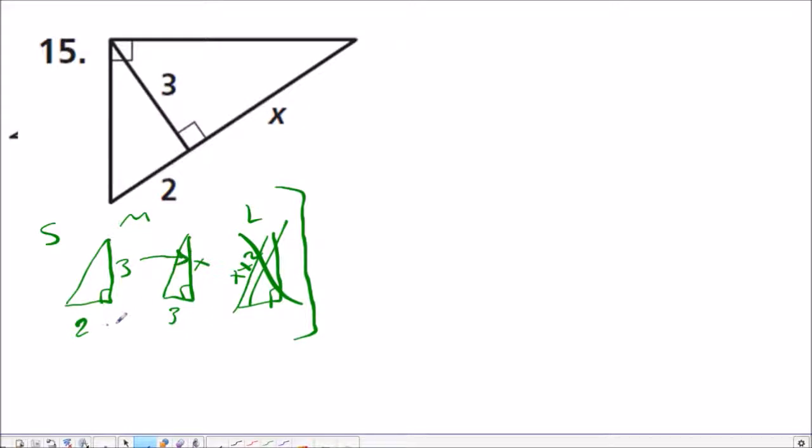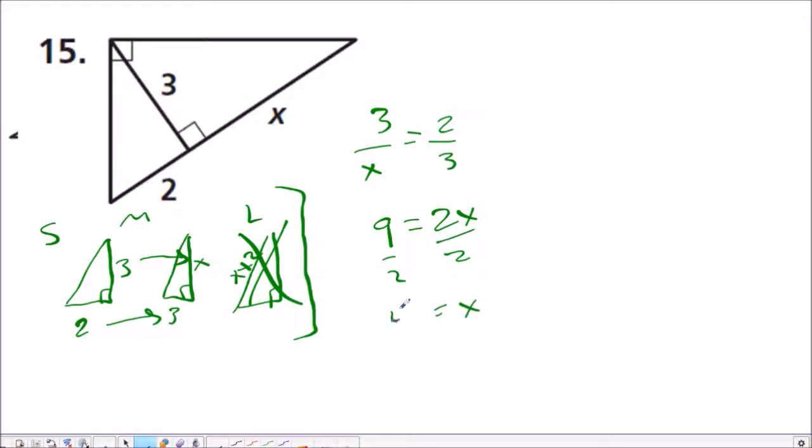3 goes with X, and 2 goes with 3. So 3 over X equals 2 over 3. And that's why I like the arrows. It helps keep my order right. And cross multiplying, 3 times 3 is 9, and 2 times X is 2X. Divide by 2. And X equals 4.5.